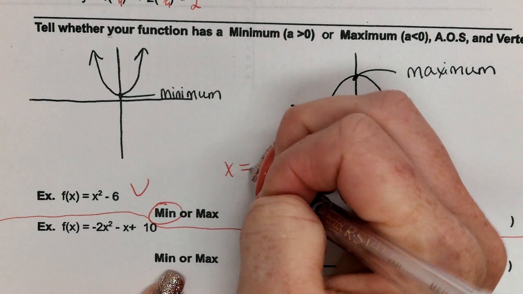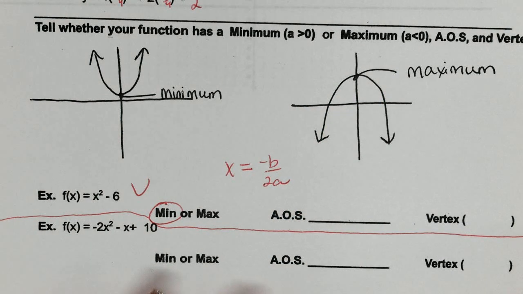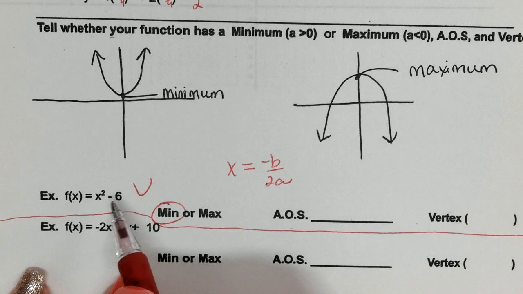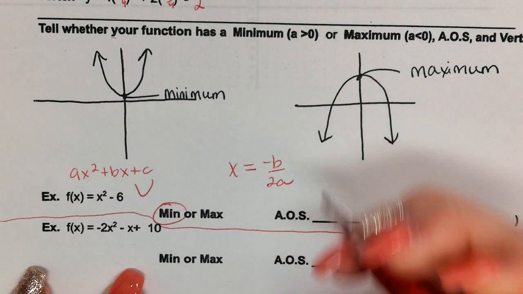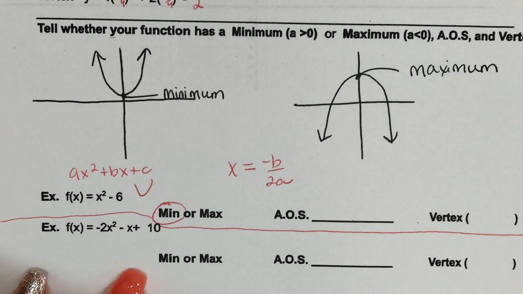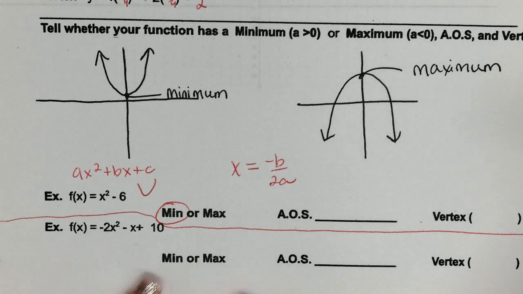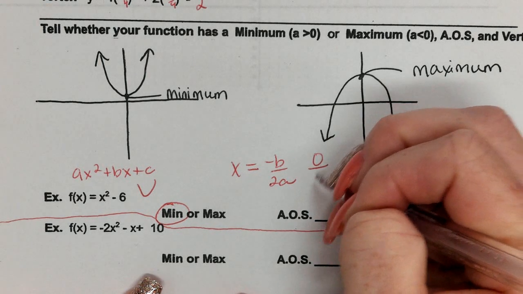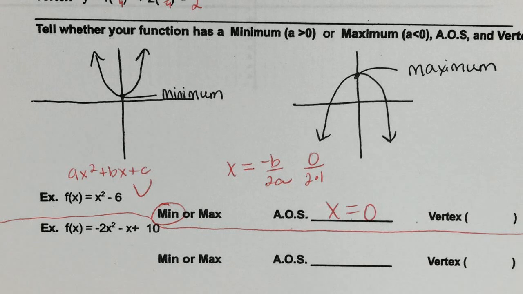So x equals negative b over 2a. Now, real quick, does this even have a b? No. Remember, it's ax squared plus bx plus c. This is the a, this is the c. What is the b? 0. So I have negative 0, which is just 0, over 2 times a, 2 times 1. Well, what is 0 divided by anything? So what is my axis of symmetry? X equals 0.